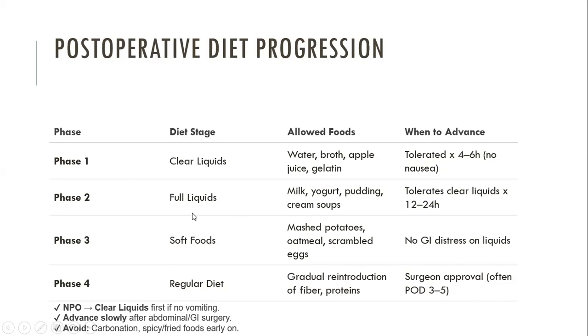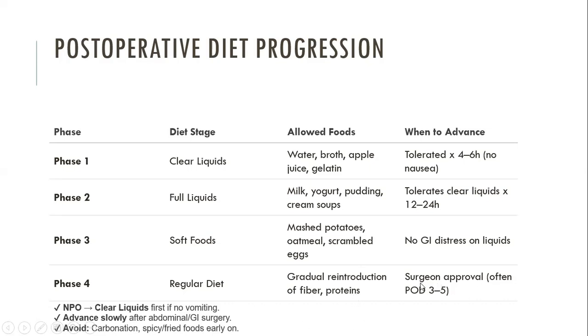Now in phase 2, patients are allowed full liquids like milk, yogurt, pudding, and cream soups, and you have to see if the patient is tolerating them for 12 to 24 hours, then you can proceed to phase 3. In phase 3, soft foods are allowed, in which the patient can take mashed potatoes, oatmeal, and scrambled eggs, and you have to see that there is no kind of GI distress, so the patient can be started on phase 4, in which he will be allowed a regular diet, with gradual reintroduction of fiber and proteins.